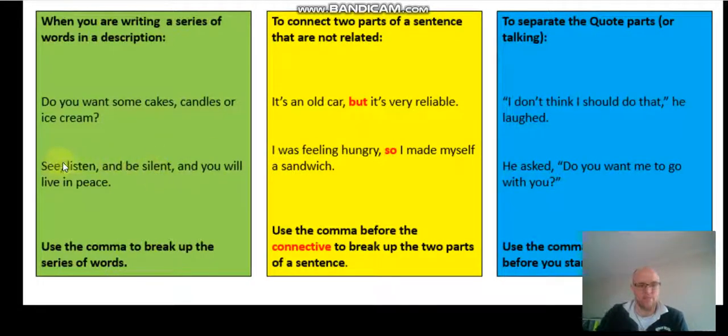In here, just so you understand what I was saying, see, listen, and be silent, and you will live in peace. So we're going in a slightly different direction, and that and is the connective word.